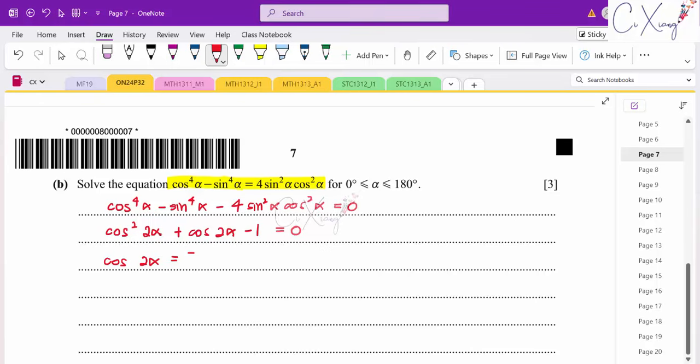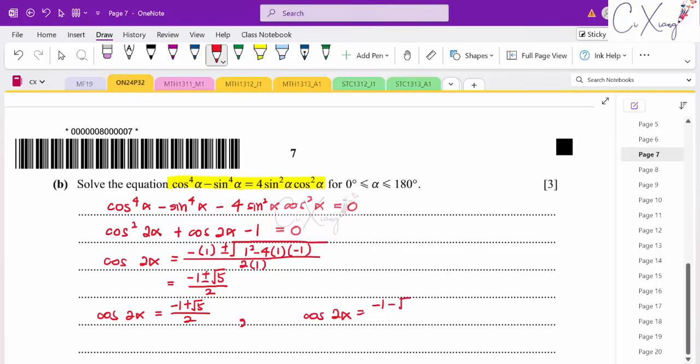So the quadratic formula is negative b plus minus square root of b squared minus 4ac, then divided by 2a. Then simplify it. After that, you try to solve for cos 2 alpha. The first value will be negative 1 plus square root of 5, divided by 2. Another value will be from the equation cos 2 alpha equals negative 1 minus square root of 5, divided by 2.